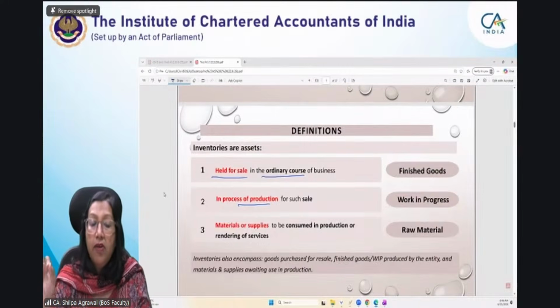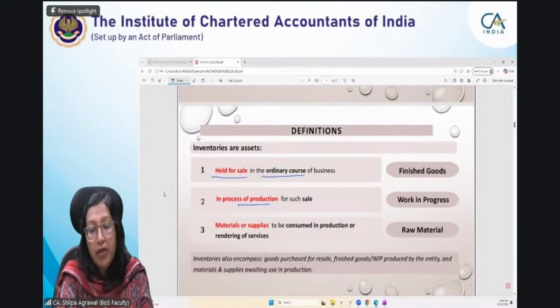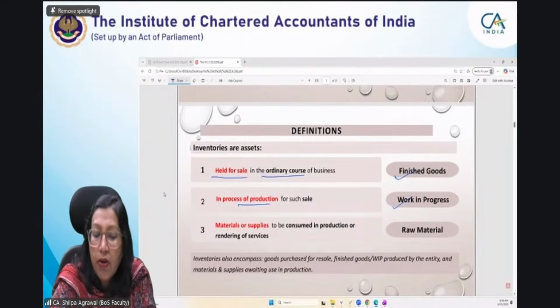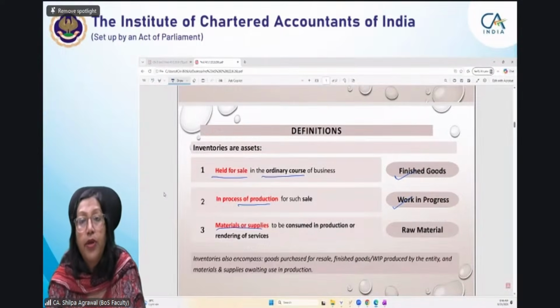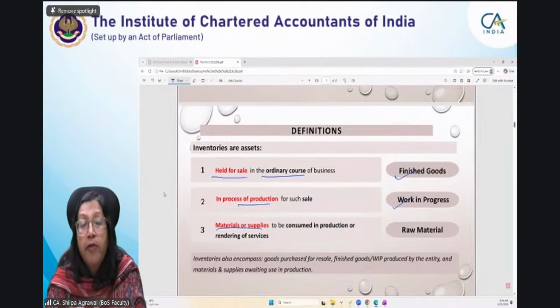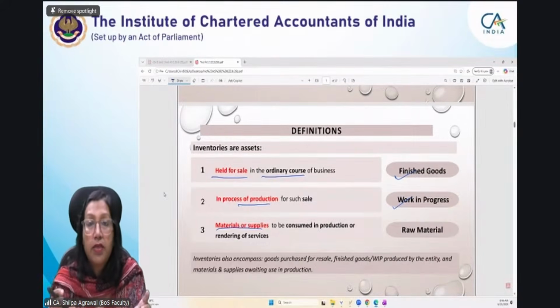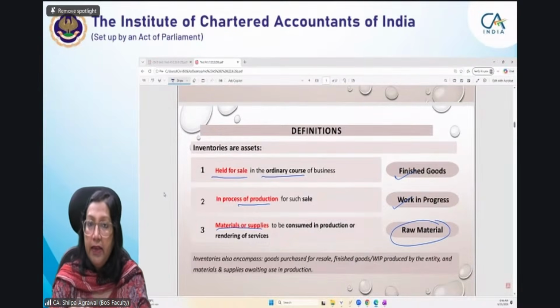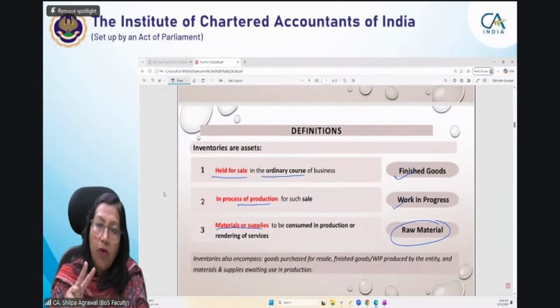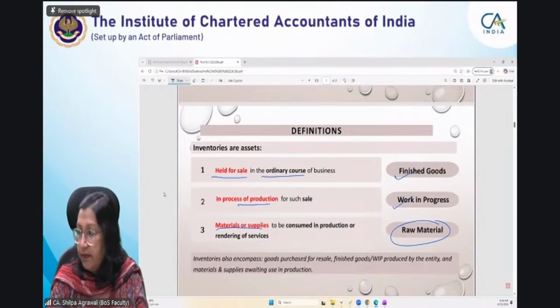Okay. Materials or supplies. We talk about held for sale, that is finished goods. We talk about in process of production, that becomes work in progress. Now we are talking about raw material also. Something which we bought, but we haven't started production. We haven't started manufacturing or providing services. In that case, those materials or supplies will be considered as raw material. Okay. So in this standard, we'll be dealing with the accounting treatment of work in progress, raw material, and finished goods, all the three kinds of inventories.